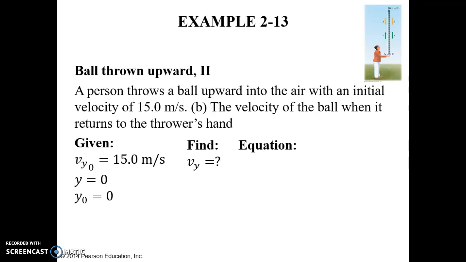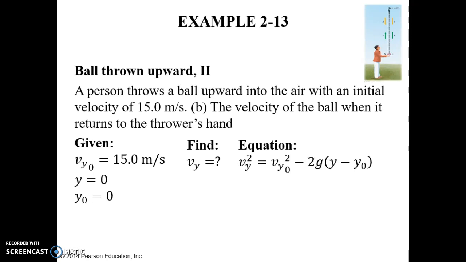For part B, what is the velocity of the ball when it returns to the thrower's hand? The givens are slightly different, with the final position now at 0, and we're solving for the final velocity of when the ball hits the hand. Now don't make the common mistake of saying 0. We want to know the final velocity right at the instant it hits the hand, which is going to be greater than 0.